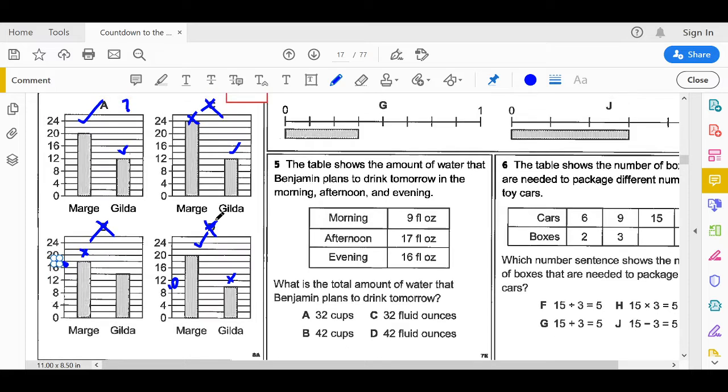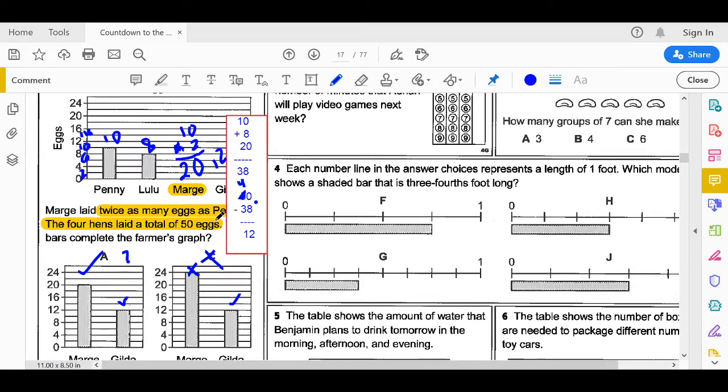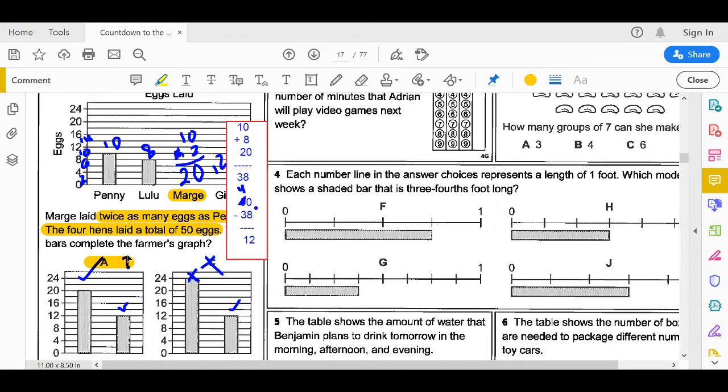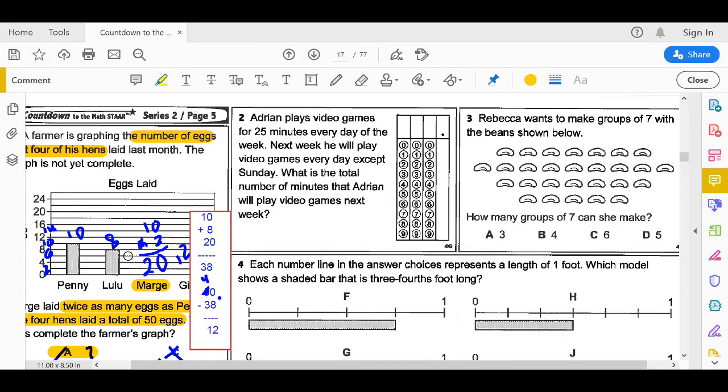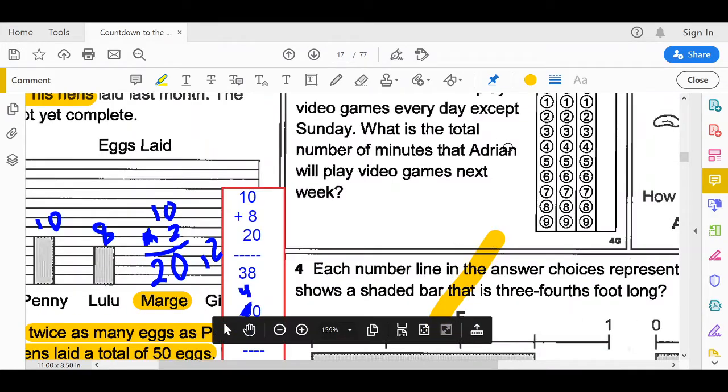That is letter A. So let me use my highlighter here to make sure that we have the right answer. So number 1 is letter A. Great job. Let's move on to number 2. Let me make it a bit bigger here for you.